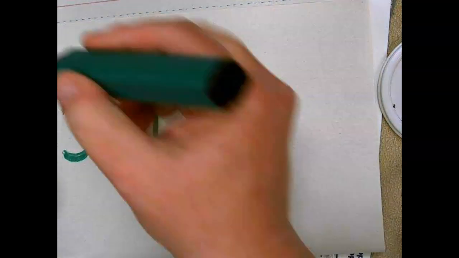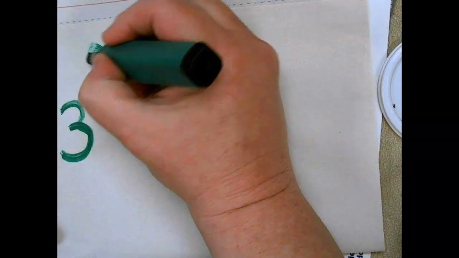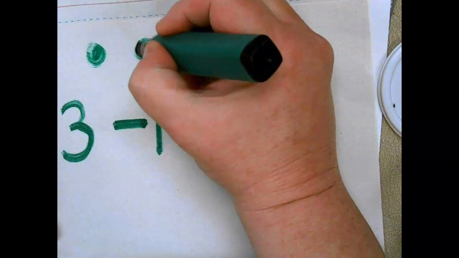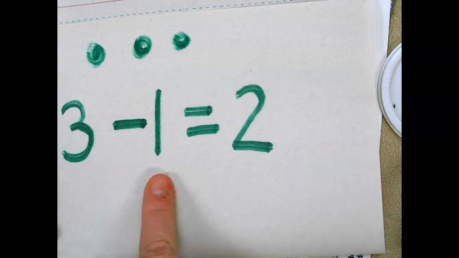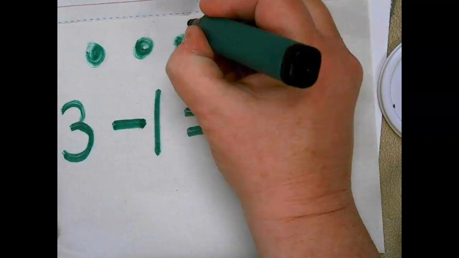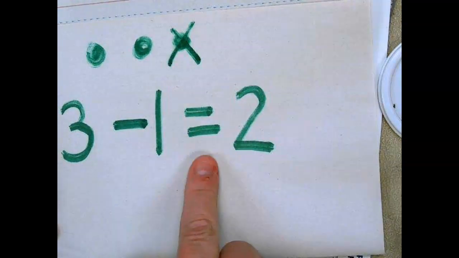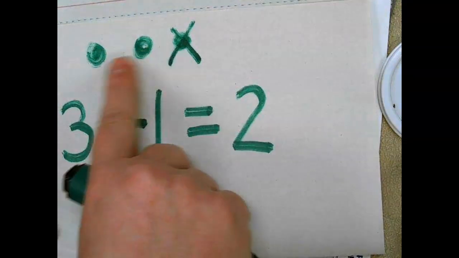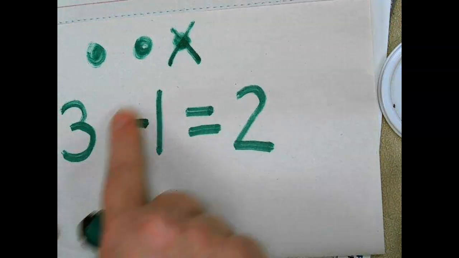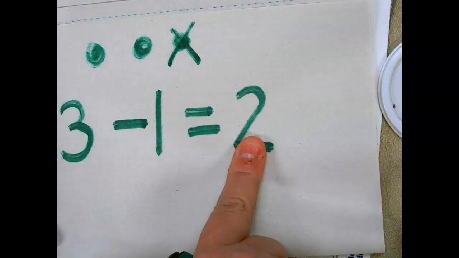And a way we could show it with a drawing is to go 3, because that's what we start with, and we said 1 leaves or take 1 away. So I could just cross this one out. Equals 2. 3, take away 1 equals 2. 3, 1 leaves, so now we have 2.